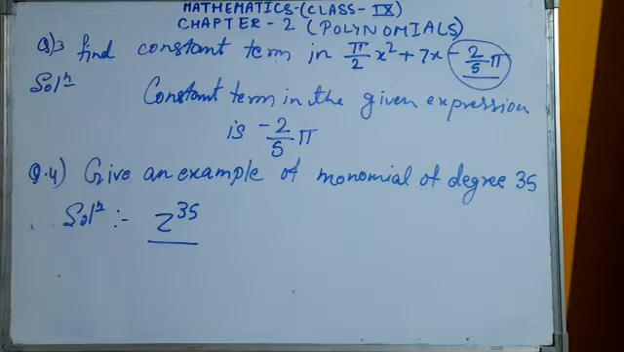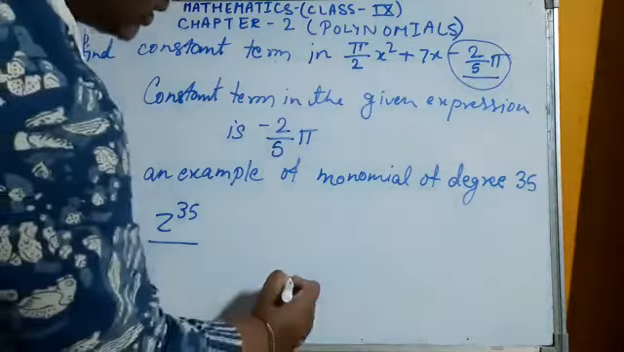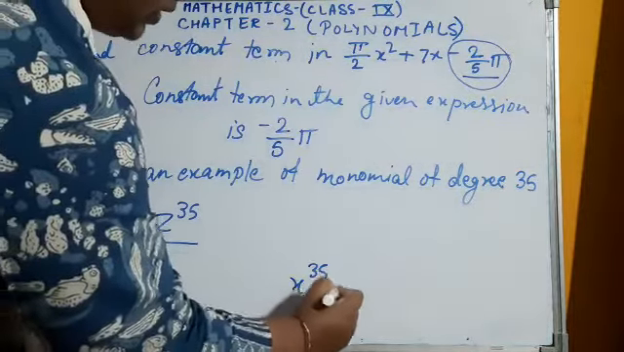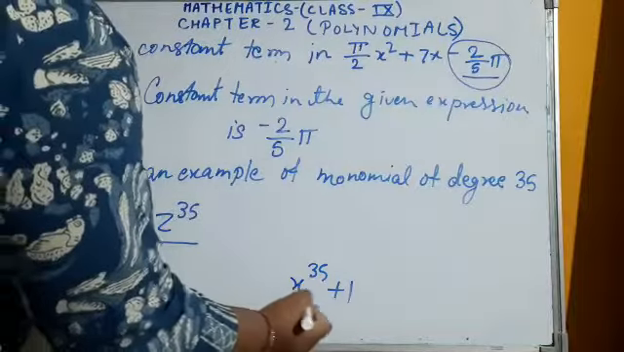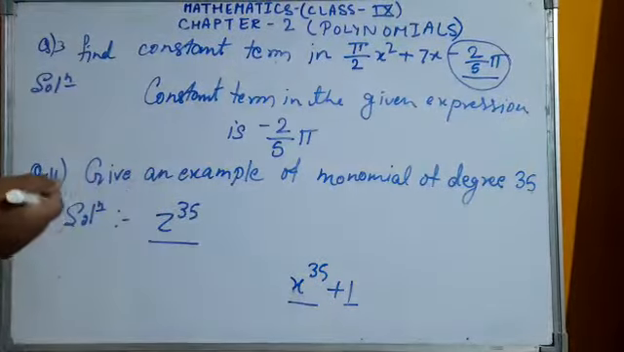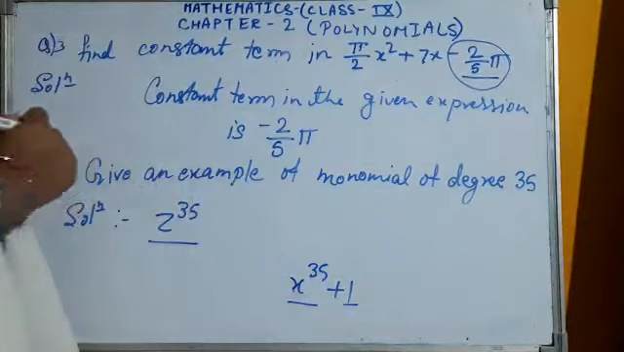If question says write a binomial of degree 35, what we can write? We can write x to the power 35 plus 1. You can see two terms are there, so it will become binomial and degree is 35.